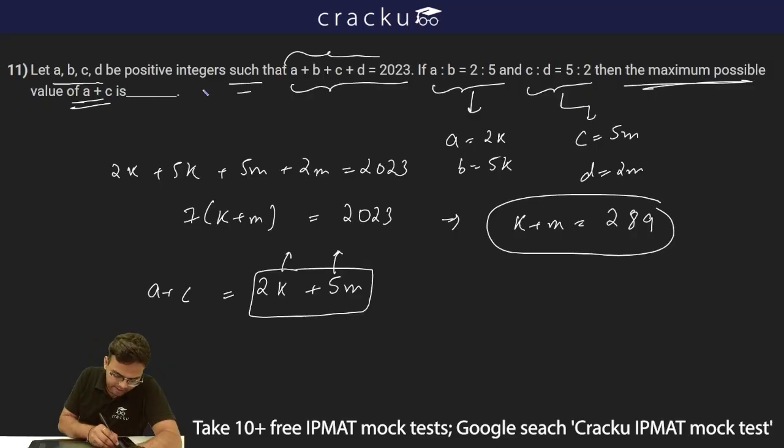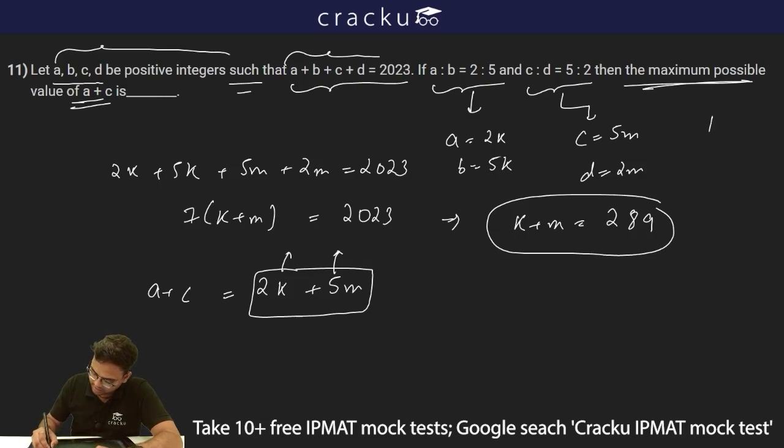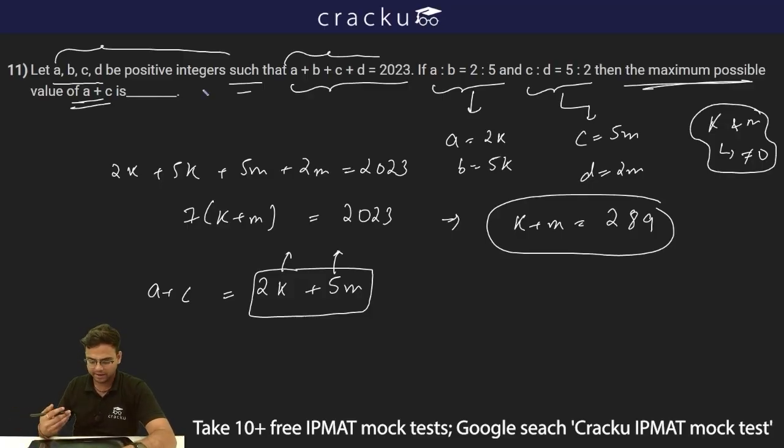Also we are given that a, b, c, d are positive integers. So what does this mean? That k and m cannot be equal to 0. Because if k or m is equal to 0, let's say if I say k is 0, then a and b will be 0, which is not possible because it is clearly given that a, b, c, d are positive integers and 0 is not a positive integer. Every integer greater than 0 is a positive integer.